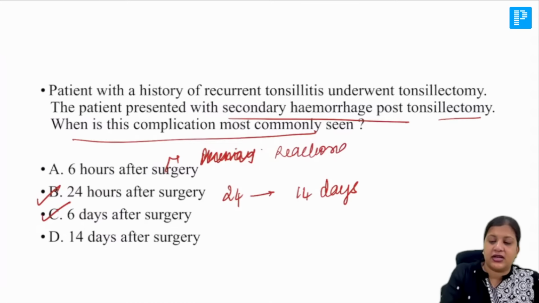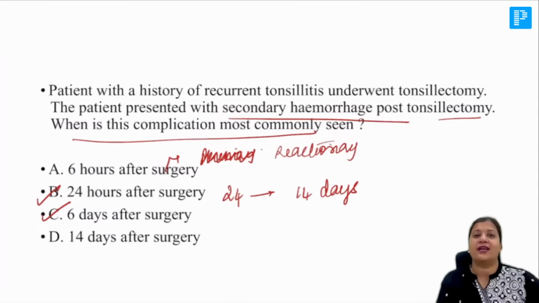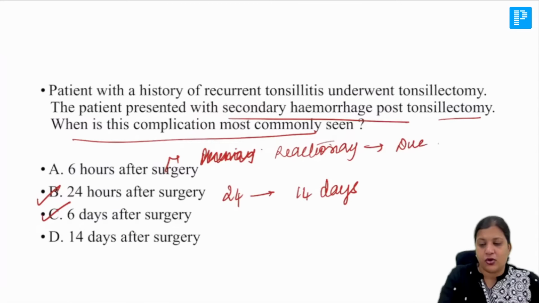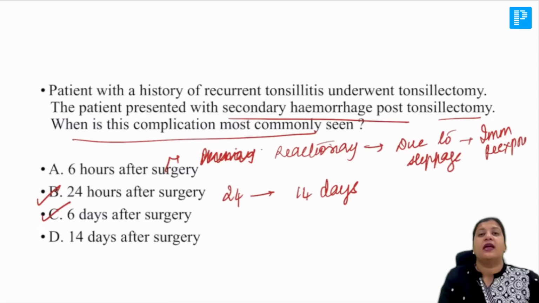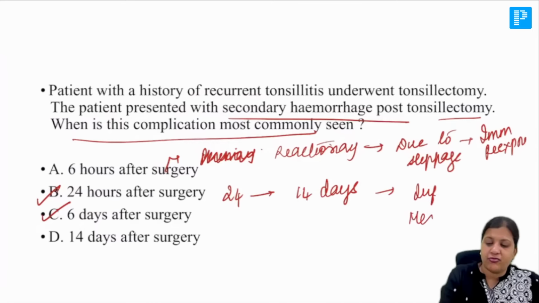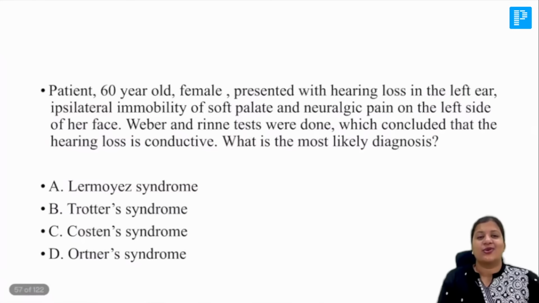And any hemorrhage that happens intraoperatively, we call it as primary hemorrhage. Reactionary hemorrhage is because of slippage of ligature. And what do we do for this? You have to immediately re-explore in the operating room. Correct. And for secondary hemorrhage, it is because of infection. You can give medical treatment. If the medical treatment fails, then you're going to go for exploration. Yes. Let's go to the next question.